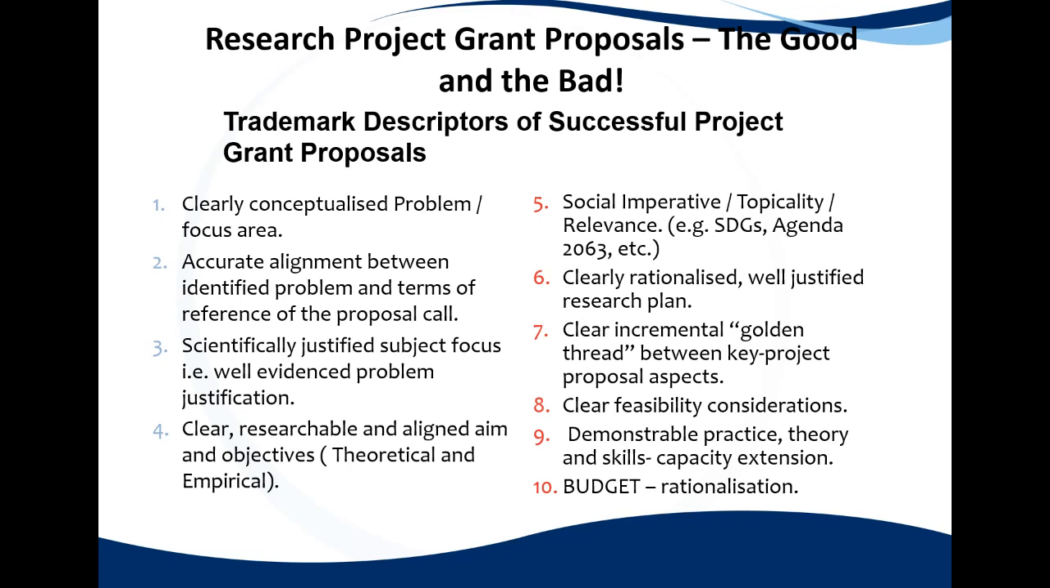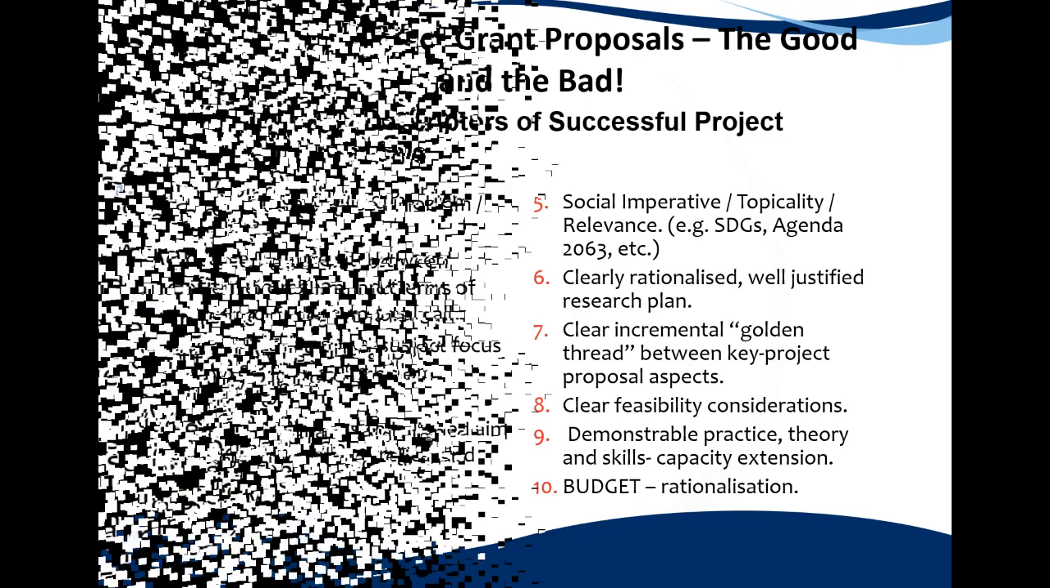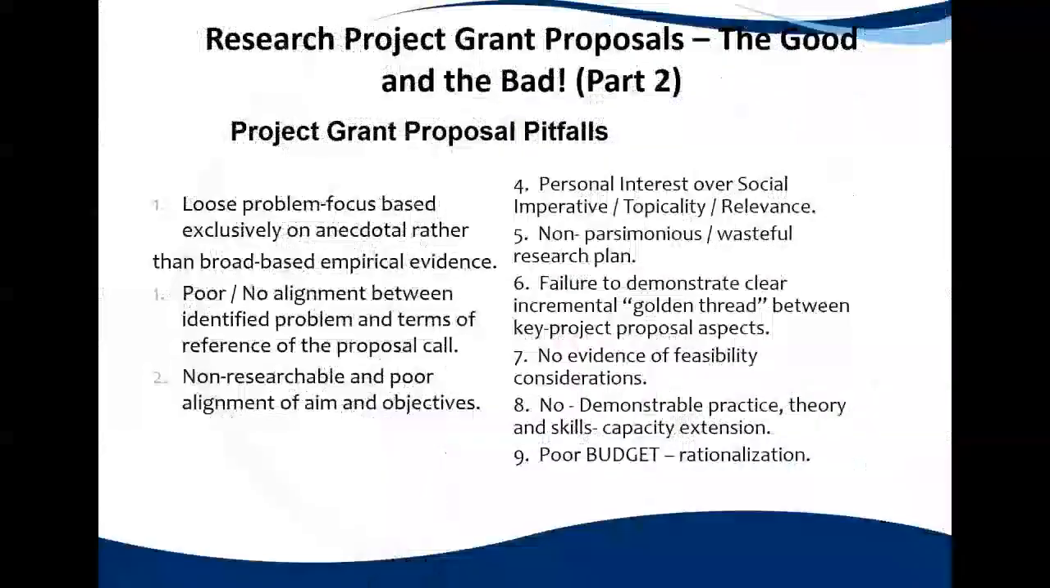You're going to be supporting, funding students who will then gain qualifications at the end. So how clear is it that there's going to be this skills or capacity development or extension? So you're going to be contributing towards the pool of PhD graduates in the country. So these are things that you want to articulate when you're writing and applying for a grant. And of course, the budget that I've already spoken to, and also how everything fits together.